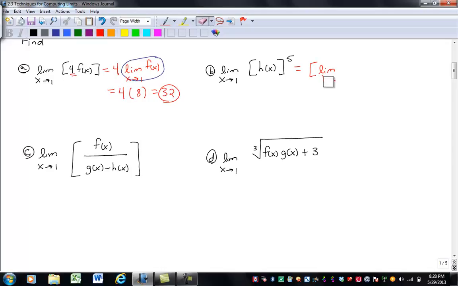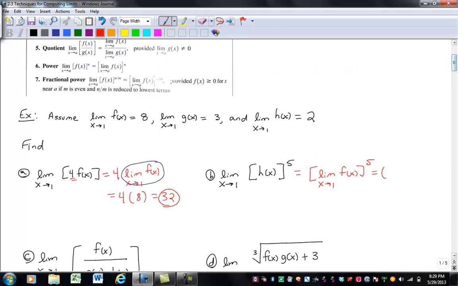And that would be the limit as x approaches 1. You can take the limit inside powers. So I'm taking the limit as x approaches 1 of h to the 5th power. That's the limit as x approaches 1 of h, then raised to the 5th power. The limit as x approaches 1 of h is 2. And 2 to the 5th power, 2, 4, 8, 16, 32. 2 to the 5th power is 32.